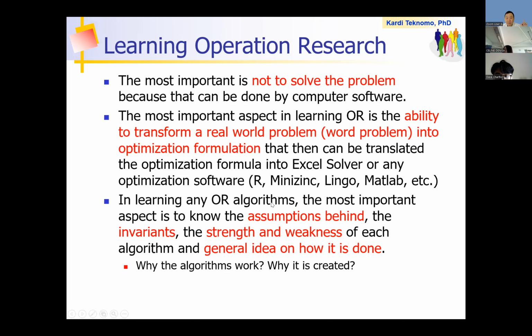So in learning any OR algorithm, it is important to understand what the assumption behind it is, what the invariants are, and what the strengths and weaknesses of the algorithm are, and then the general idea of how it is done. You will ask why this algorithm works and why this algorithm was created. That is the most important learning in OR.